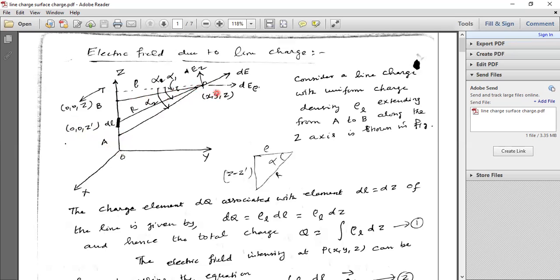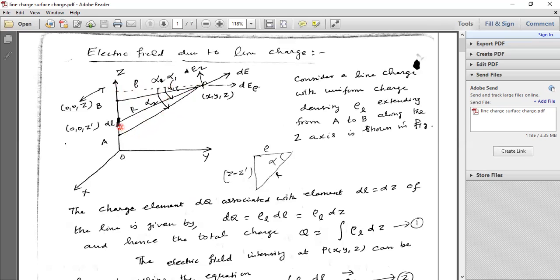The electric field now has two components, along the rho direction and the z direction. Rho is obtained by projecting point P onto the xy plane. As we have seen in the cylindrical coordinate system, the corresponding point in the xy plane has coordinates x comma y, so it is x into ax plus y into ay, which is the perpendicular distance here.